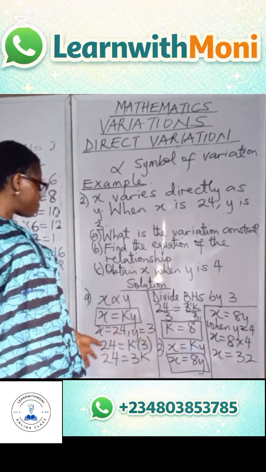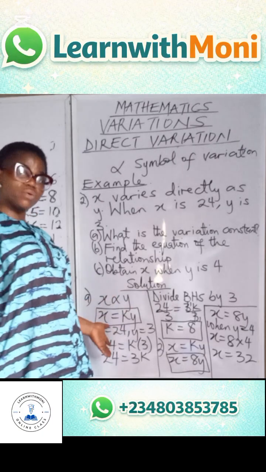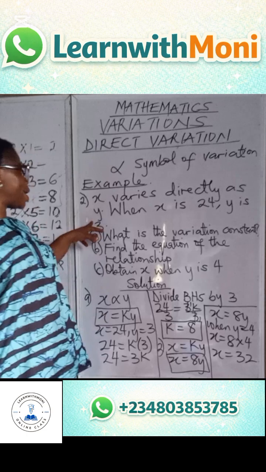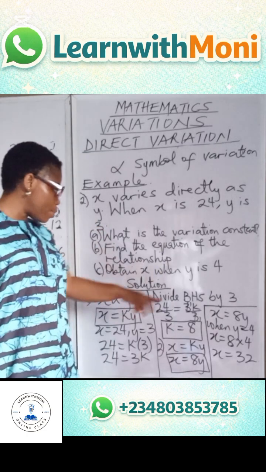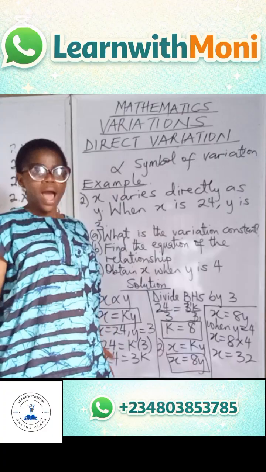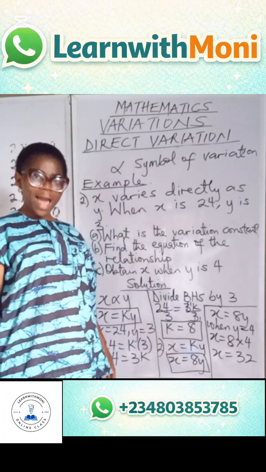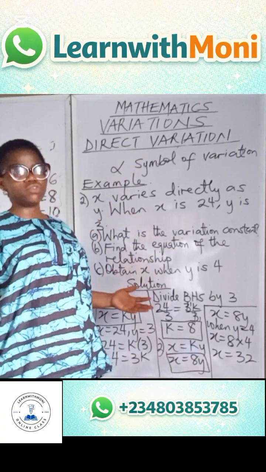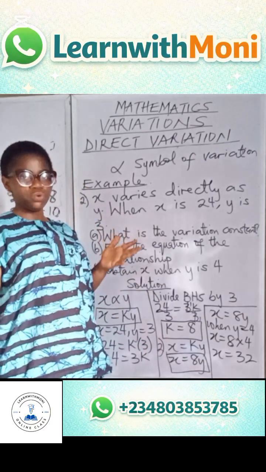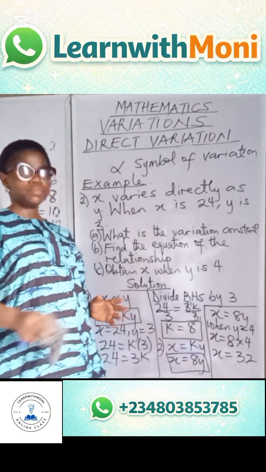You can see that this is actually a direct proportionality. When x is 24, y is 3. Now x is 32 and y is 4. As x is increasing, y is increasing. The same thing is going to happen when x reduces, y is going to reduce, and vice versa.